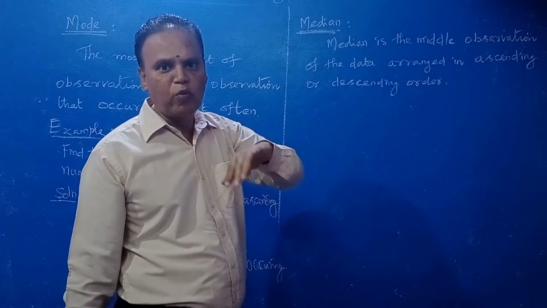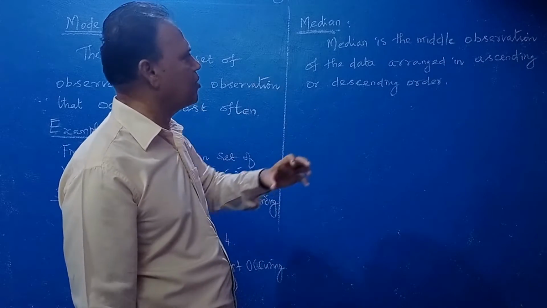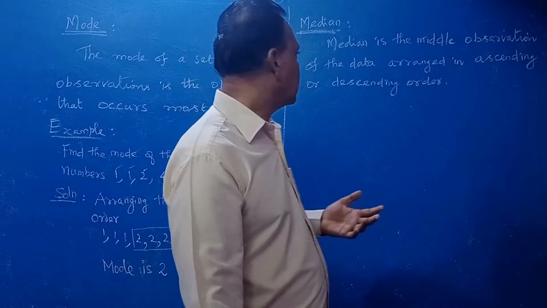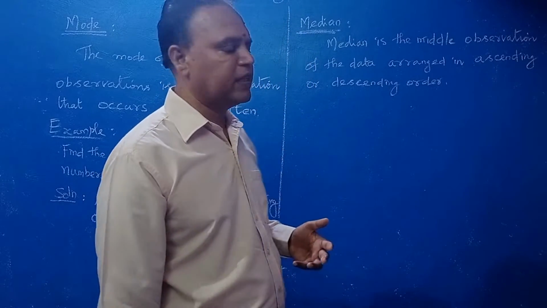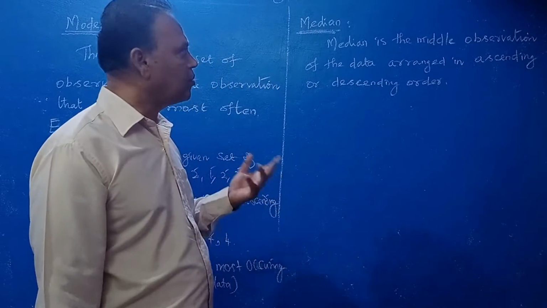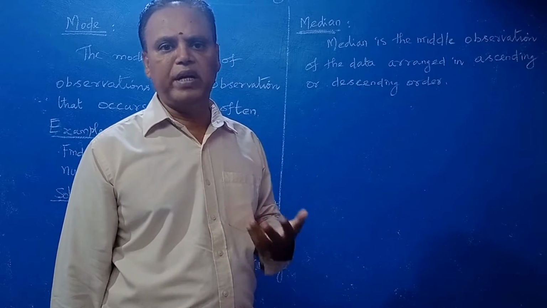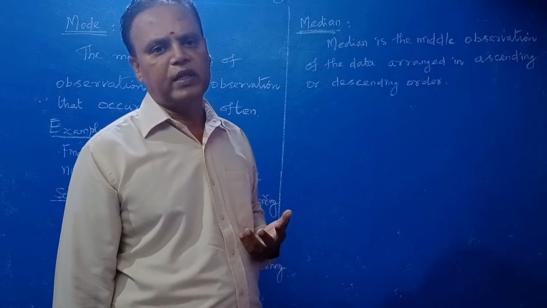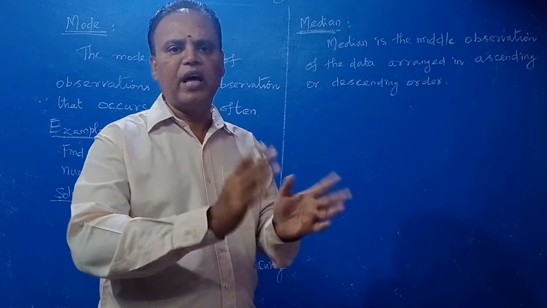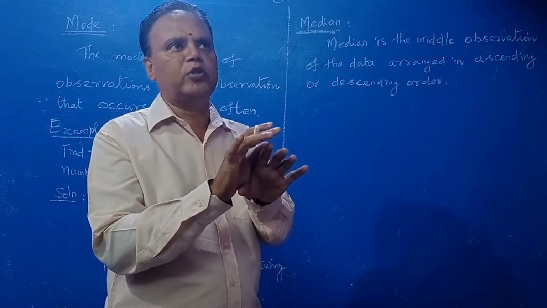Median is also one more measure of central tendency. So what is median? Median is nothing but the middle observation of the data when the data are arranged in ascending or descending order. The middle observation is called the median of the group of data. Clear? For a group of data, first you have to arrange the data in ascending or descending order. Then you have to find the middle observation.